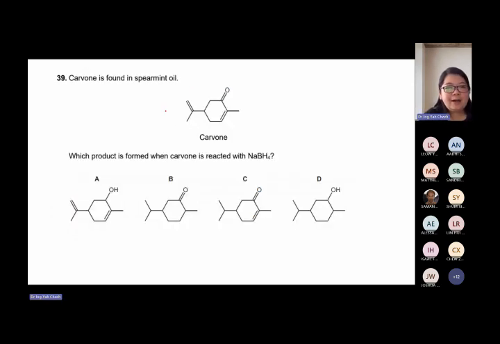Question 39, carvone is found in spearmint oil. This is a molecule of carvone here. It has a ketone functional group, it has an alkene functional group, another alkene functional group. So which product is formed when carvone is reacted with NaBH4? This is a reducing agent. How do I remember it is a reducing agent? I see a lot of H. Gain hydrogen atoms. Gaining hydrogen atoms is a reduction reaction.